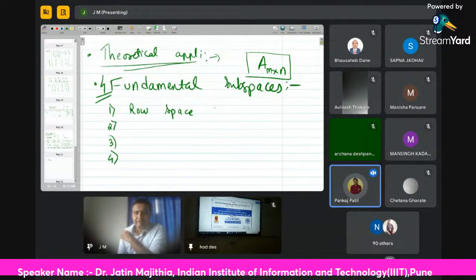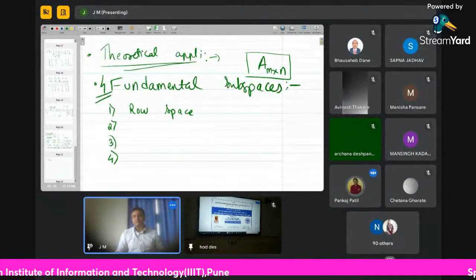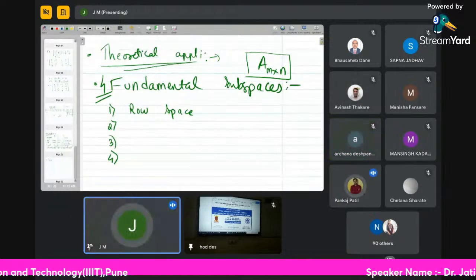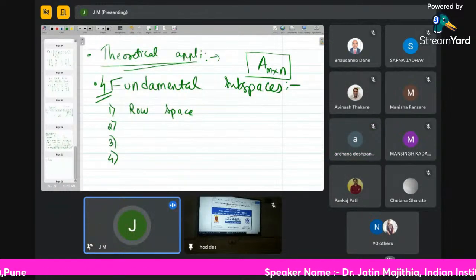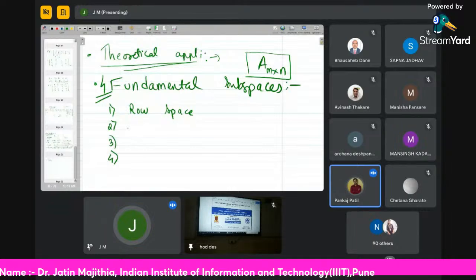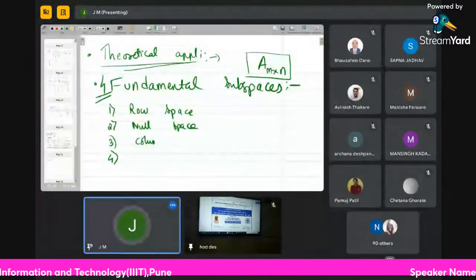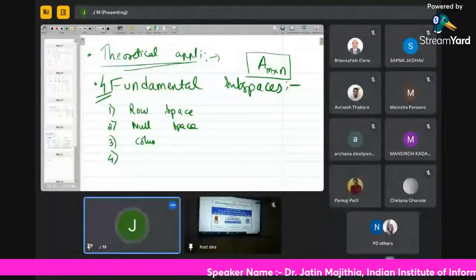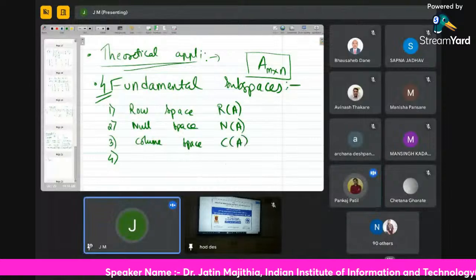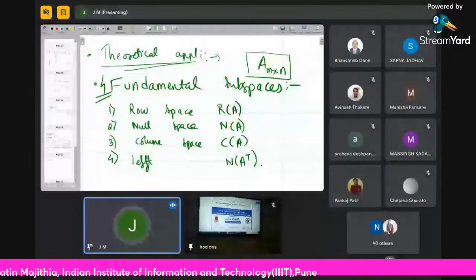Sir, a system of linear equations we write in the matrix form. And once you have a matrix form, we look for 4 nice subspaces. For example, we look for the row space, then the null space. Let me write the notation. Row space of A, null space of A transpose, which we call the left null space. Left null space of A.